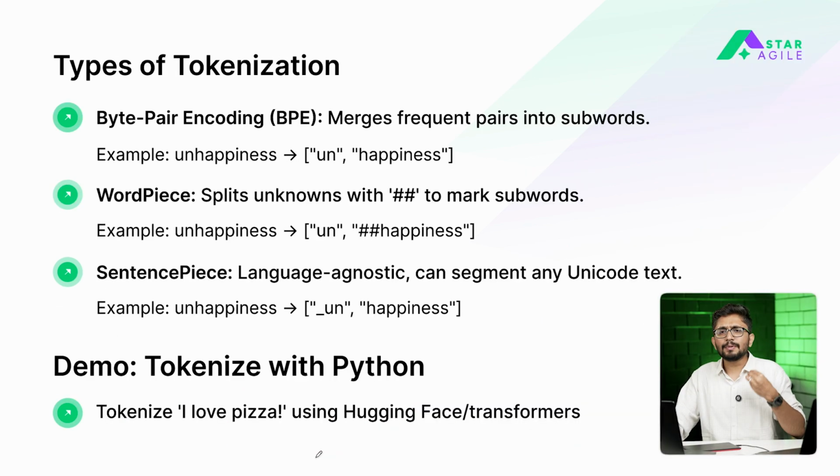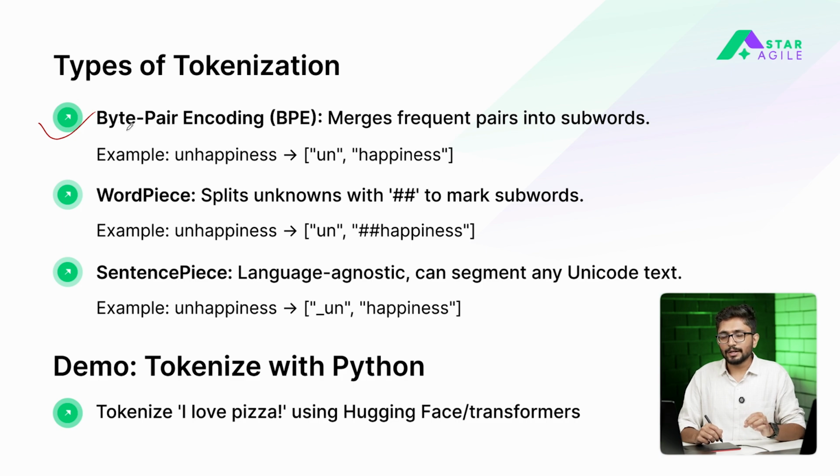And there are multiple different techniques of implementing tokenization as well. There is no single way of tokenization. There are different techniques, but the three most popular ones are byte pair encoding, word piece tokenization, and sentence piece tokenization. We'll understand each one of them one by one. Let's first begin by talking about byte pair encoding.